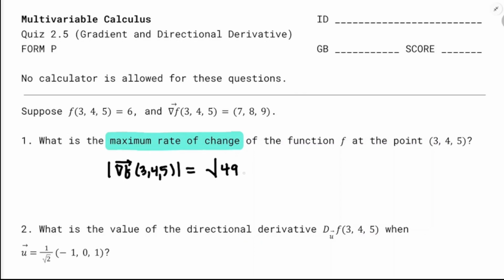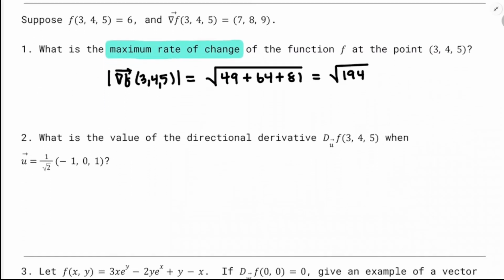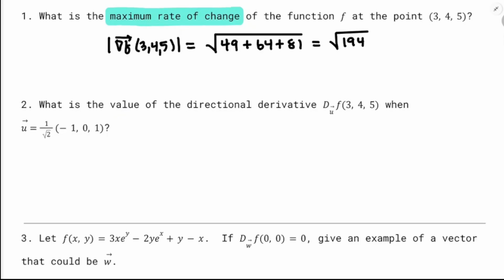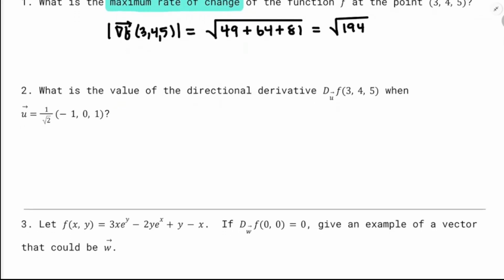So that's 49 plus 64 and 81. And let's see, 49 and 81 is going to be 130, plus 64 is 194. There you go. All right, and that's the maximum rate of change of the function. They're just asking you for the length of the gradient vector, encoded in an unclear way. Okay, but now you know.